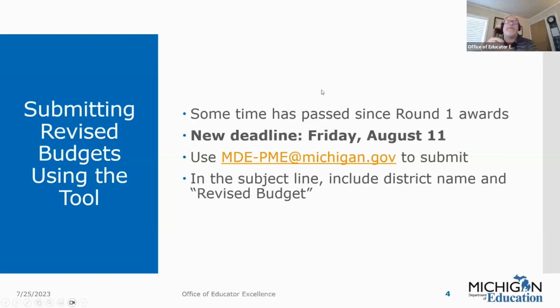We have another set of updates here about submitting the tool, because we did get a few questions in. And Wendy, if you don't mind, I'm just going to tell everybody watching the video that we know some time has passed since the round one awards. We know we did ask you for a revised template, a revised budget. Now we have the tool for you to use. We're going to make that deadline Friday, August 11. We think that's going to give you enough time if you are a round one person to resubmit.